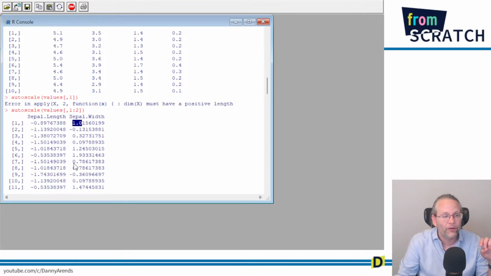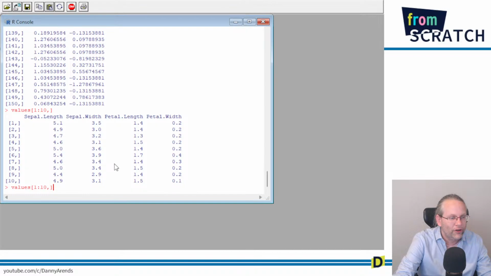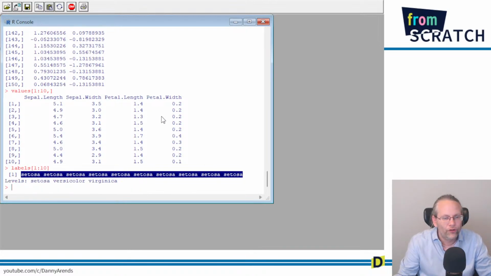A value of 0 means that it's exactly the mean, any positive value means that many standard deviations above the mean, and negative values that many standard deviations underneath the mean. I have my values, right? So let's look at values 1 to 10 again. That's how it looks. And then I also have my labels. So let's look at the first 10 labels. The first 10 are all setosa plants, so these 10 measurements all come from setosas.